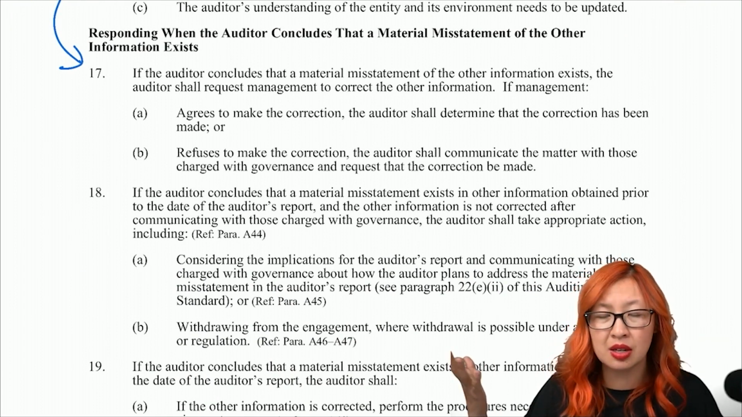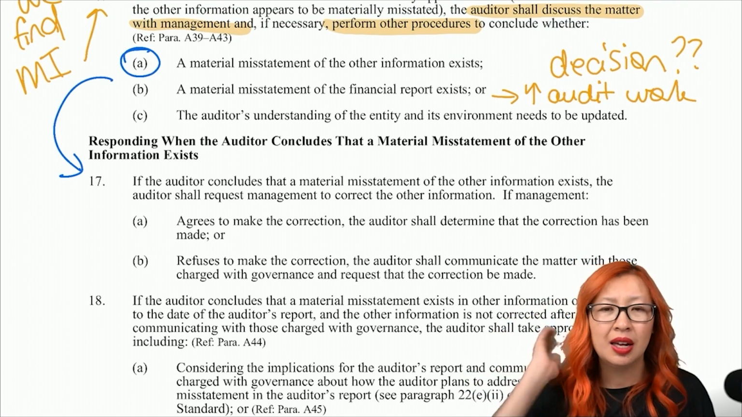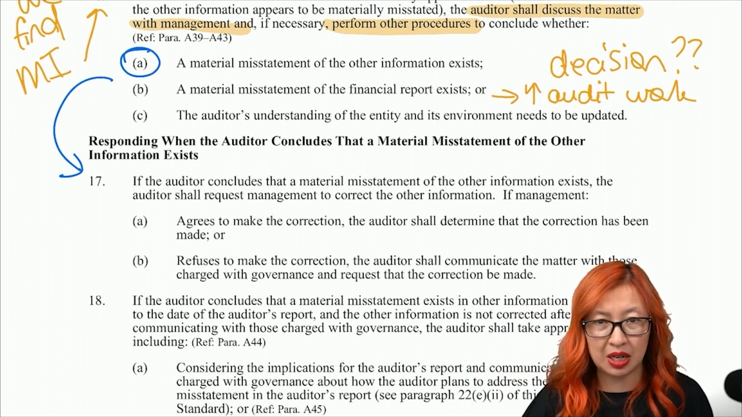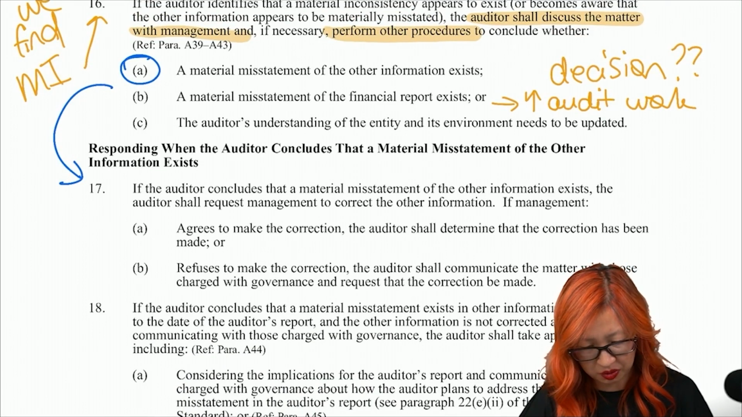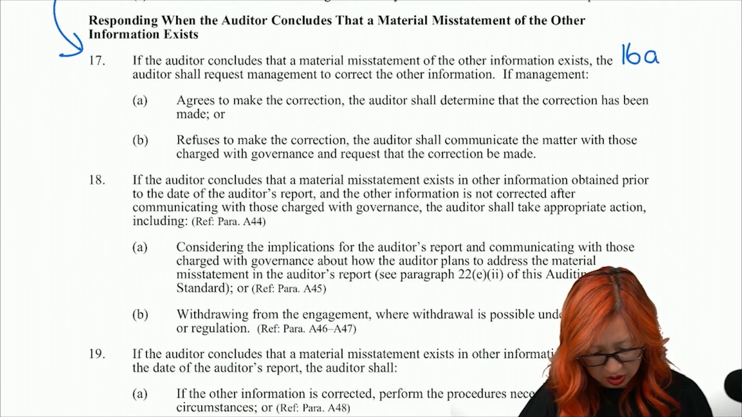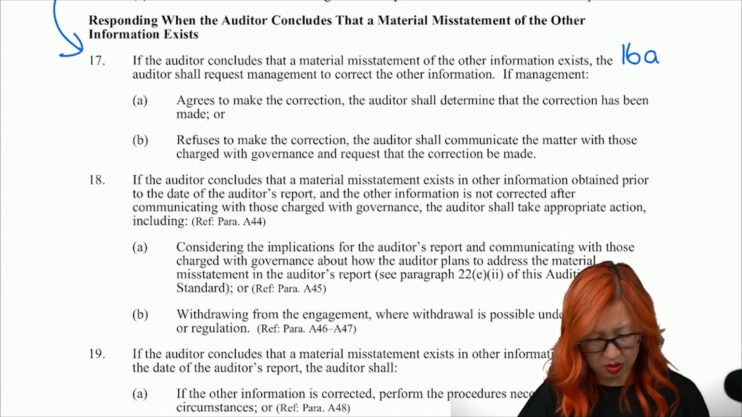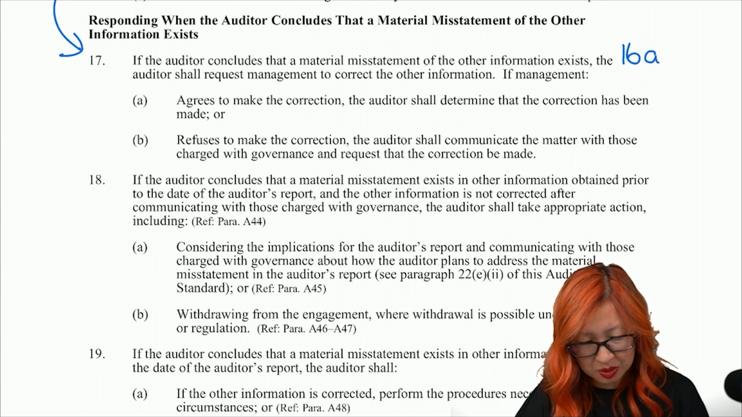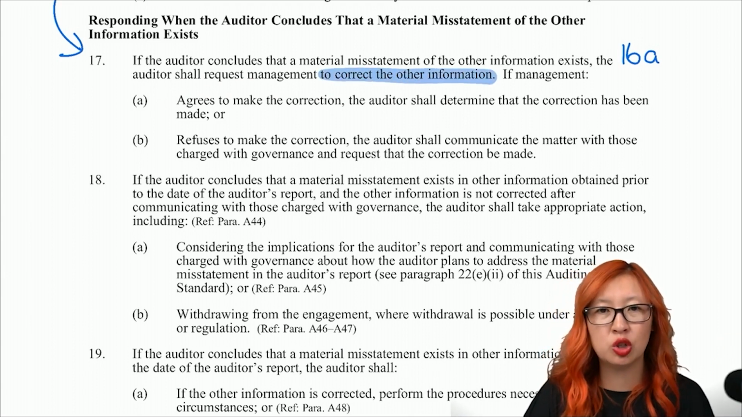So we're saying, yes, it's not that we made a mistake, it's not that we don't have an understanding, it's that there really is a misstatement. So if I make that conclusion, and remember this one comes from 16A up there, then I have to go talk with management. Remember, I'm talking with them about this whole process. And I say to the manager, correct the other information, please. Please make a correction.